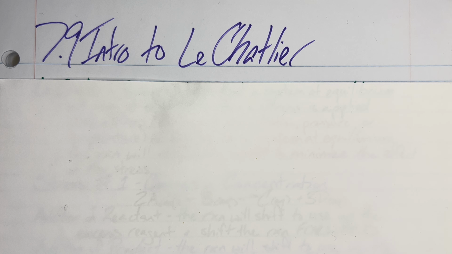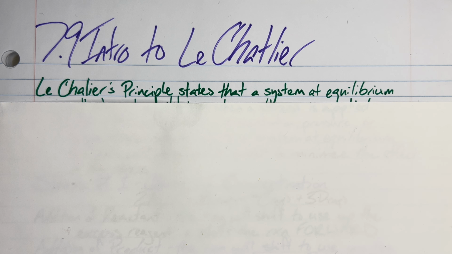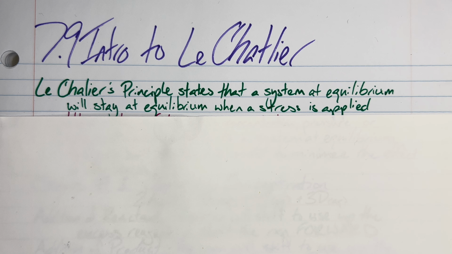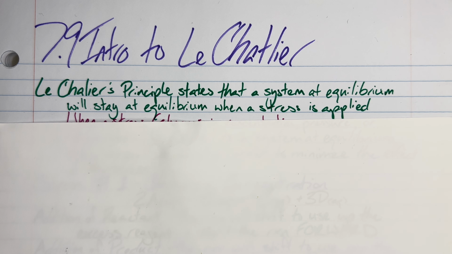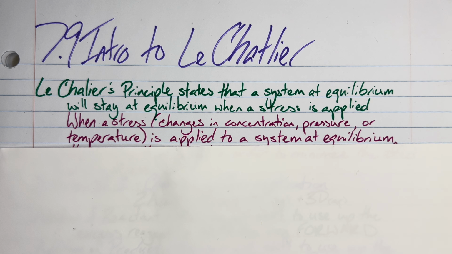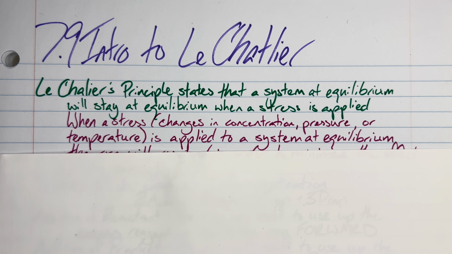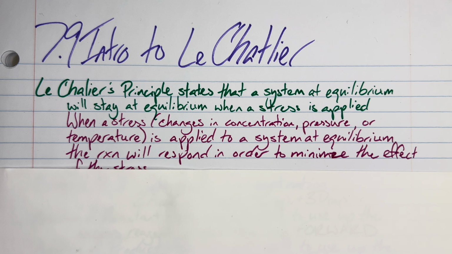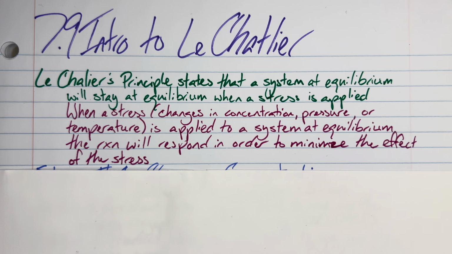AP Chemistry, Unit 7.9, Introduction to Le Chatelier. Le Chatelier's principle states that a system at equilibrium will stay at equilibrium when a stress is applied. When stress, such as changes in concentration, pressure, or temperature, is applied to a system that is already at equilibrium, the reaction will respond in order to minimize the effect of that stress.